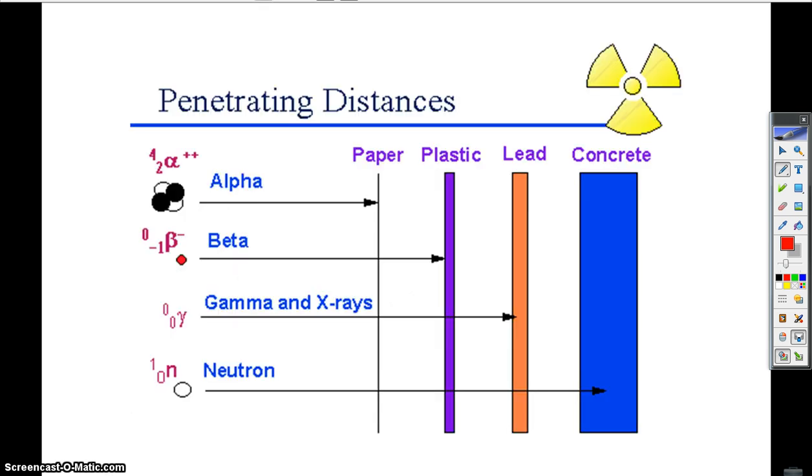So if we look at those in terms of the penetrating distances, alpha particles are stopped by paper. They are not very powerful to come through. Beta will make it through paper and is stopped by plastic. Gamma rays, on the other hand, they can make it all the way through, and they are stopped by lead. So that's when, if you go into the doctor's office or dentist's office for an x-ray, they'll put the lead apron in front of you to prevent gamma radiation from reaching you.